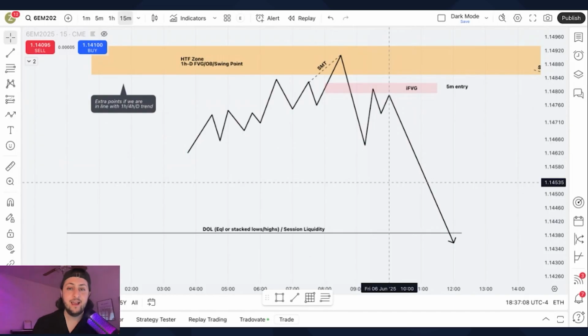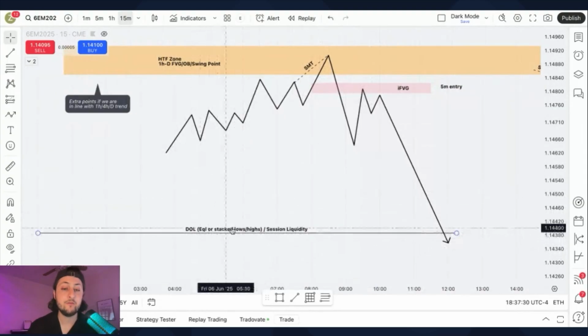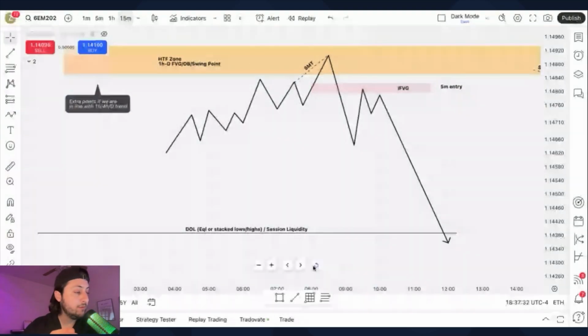In my opinion, this is one of the strongest parts of ICT concepts, is it doesn't just give you blind entry signals like, oh, if it does this, buy, if it does this, sell. Instead, it gives you a reason for why the market may go to where it's going to go to. So the narrative in this case, using ICT, we would be looking for a draw on liquidity. Now, there are a few different types of draws on liquidity.